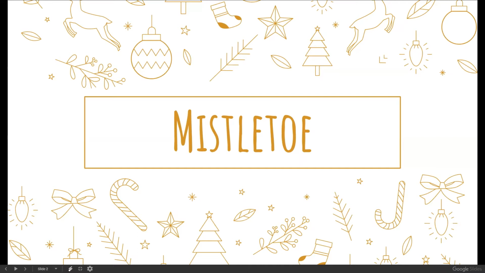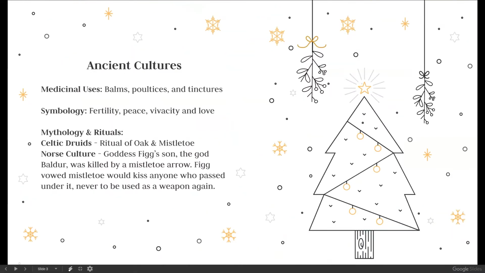So in ancient cultures, mistletoe had a lot of medicinal uses. They used it as balms and poultices and with tinctures, and they used it for many, many different purposes. I'm not going to go into it because there's so many different ones, but you can look it up online. It is kind of fascinating.